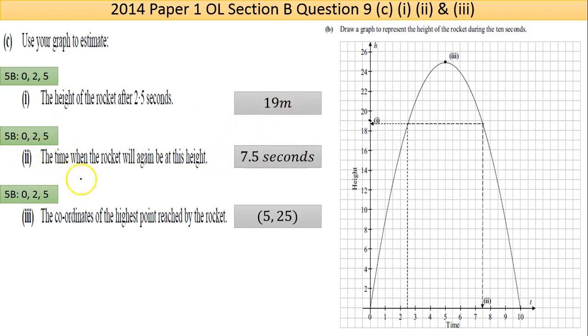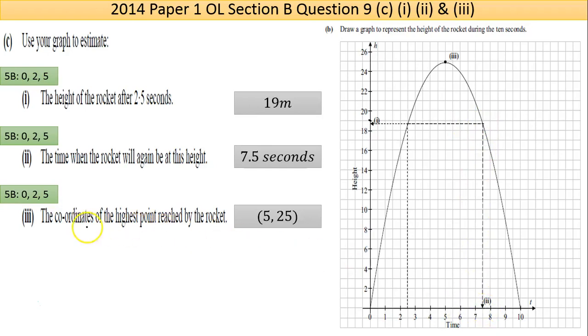Anyway, part 2 there, the time when the rocket will again be at this height. If you think about it, it goes up, slows down, stops, and comes back down again. So it's going to pass through the height again. Extend your line across, where it hits the axis, bring it down. I'm going to put that as 7.5 seconds.